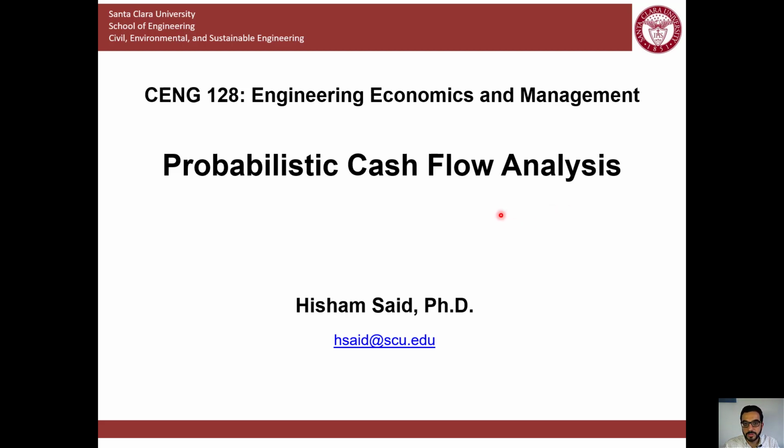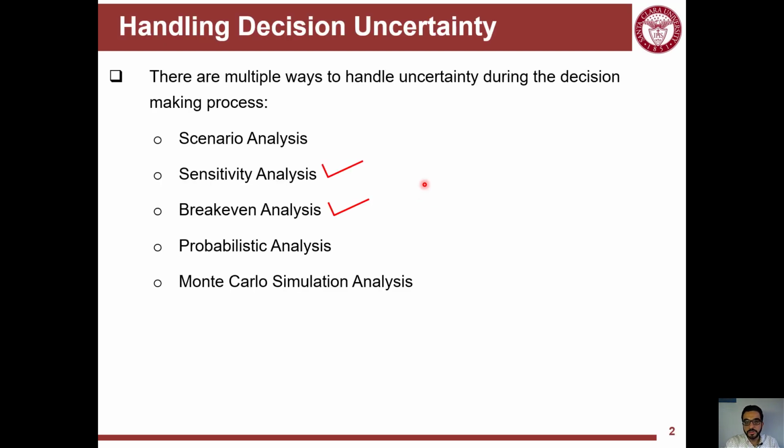We'll learn about probabilistic cash flow analysis. This video is a continuation of a bigger topic, which is how to handle uncertainty when dealing with cash flows and making economic decisions about engineering alternatives and projects. In the first part of this topic, we covered the different methods of handling uncertainty and the possibility of changing the values of some parameters, and we learned about sensitivity analysis and break-even analysis.